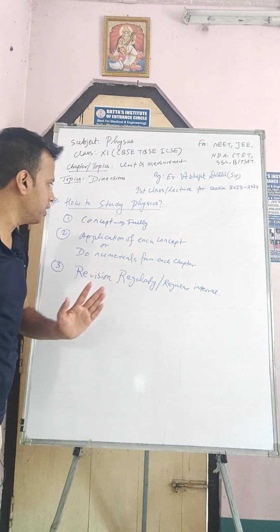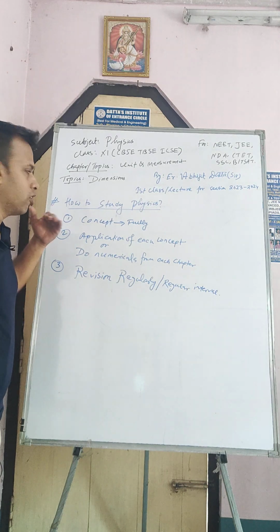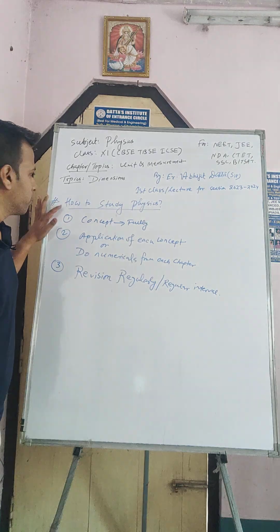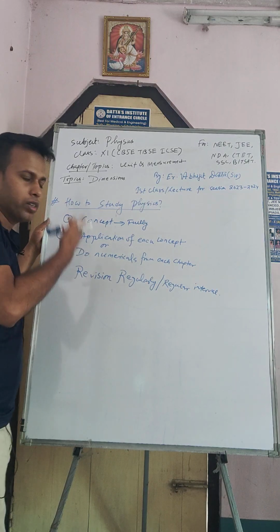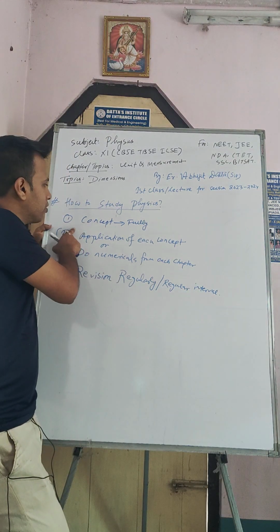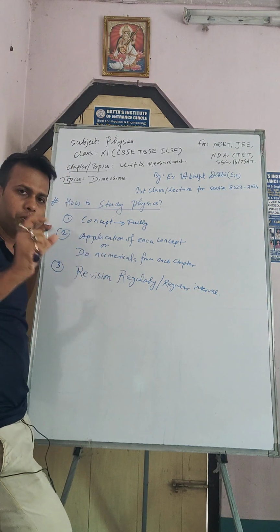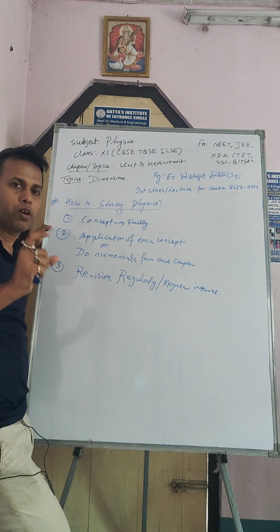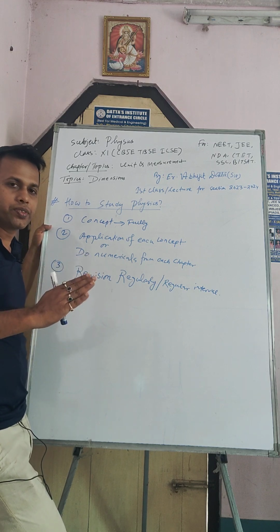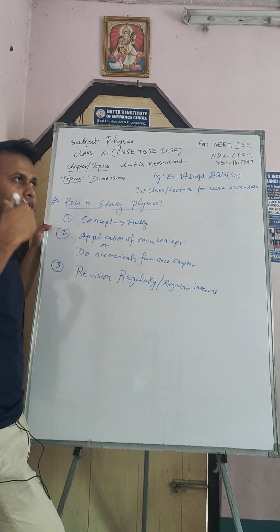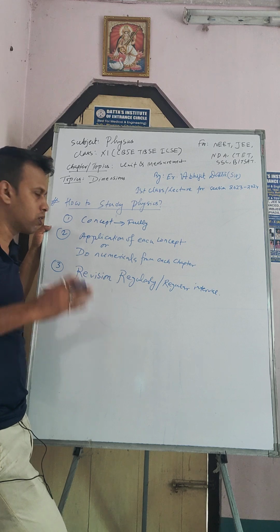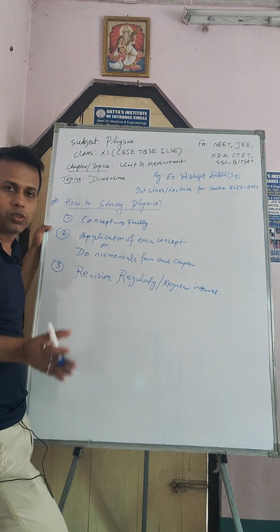Those who are in class 11 first, or those who are in class 12 also, face lots of problems to remember or solve the numericals of physics. First one is basically concept. You have to know the actual concept of the topic. After that, you have to apply it. That means you have to do some application or numericals from that topic or concept. Otherwise, you can remember this one.